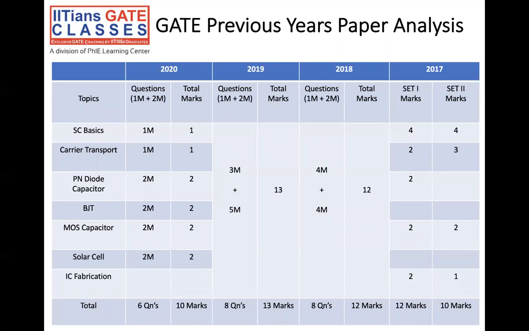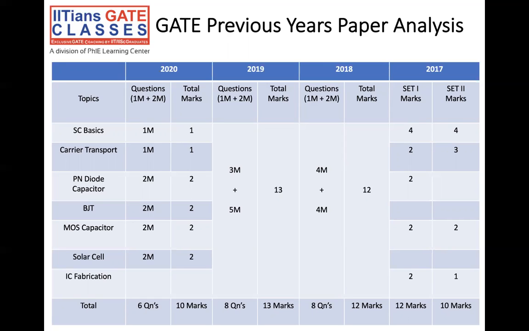If we see in 2020, we have 6 questions total and 10 marks. 2 questions are for 1 mark and 4 questions were 2 marks. So total 10 marks we got in 2020. In 2019, if we see, we have 8 questions and 13 marks, and in 2018, 8 questions and 12 marks.